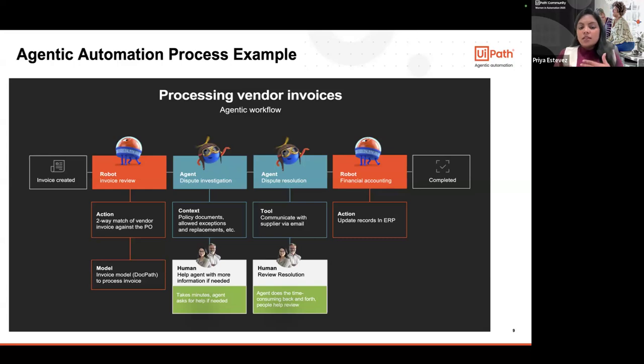That way, there is always supervision in this cycle, where the humans tell whether this is a good resolution or not. Even though the agents can make those decisions, you can still present it to the humans and let them make those important decisions. And then finally, it passes the information over to the robot, which can upload these records into the ERP system, to its own financial accounting. That way, the end-to-end process is covered using the robot and the agent.